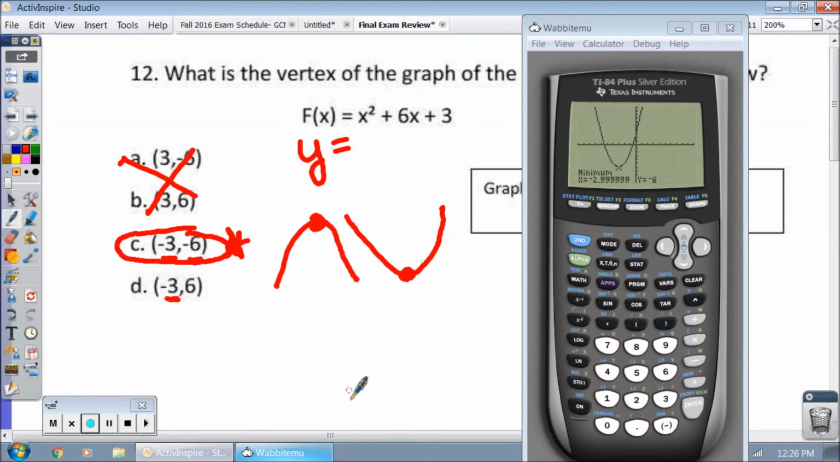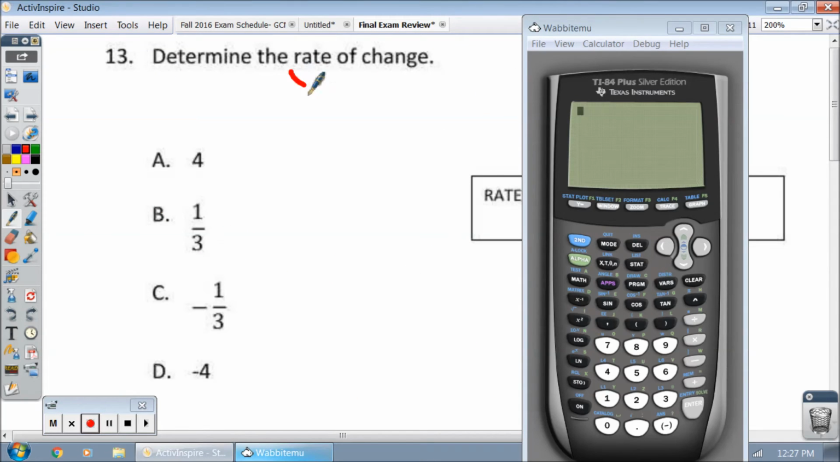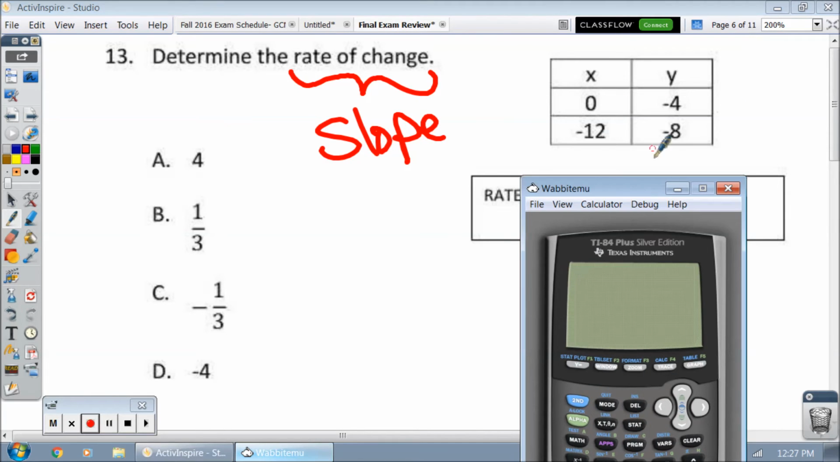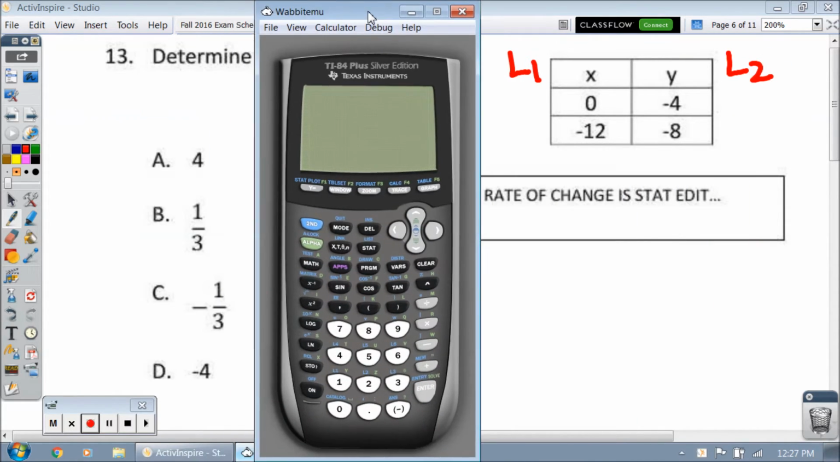So our answer is C. 13, determine the rate of change. Rate of change is slope. If they give you this table here, or if they give me points and they're asking for the rate of change, I'm going to put those coordinates in L1 and L2 using stat edit.